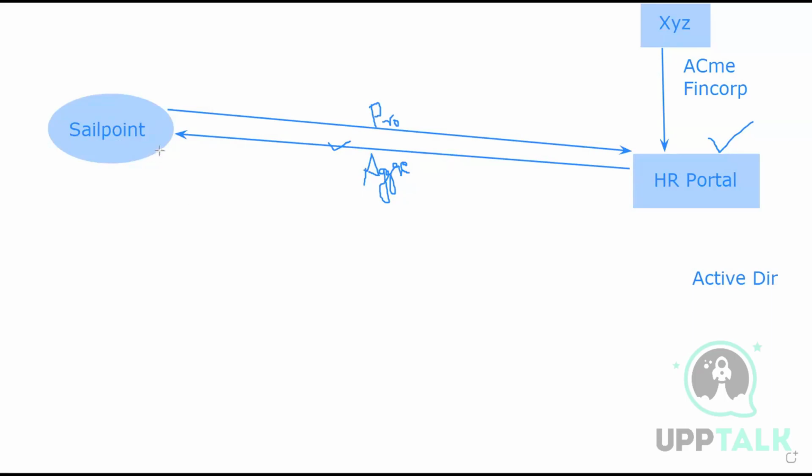The employee will log in into the SailPoint portal. He will submit an access request to gain this application. An access request is a kind of ticket. Once the access request gets submitted, it will go for a certain level of approvals. After that, provisioning will happen.